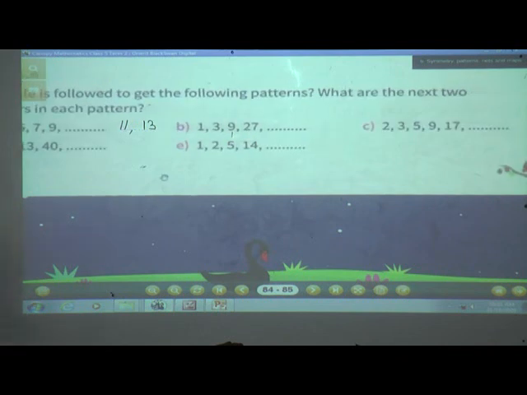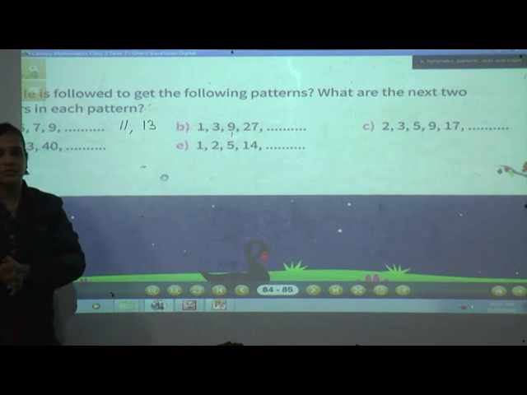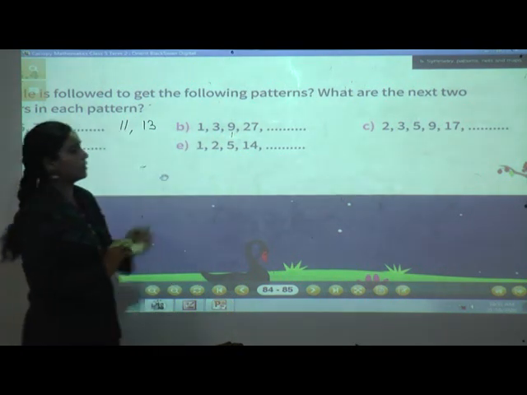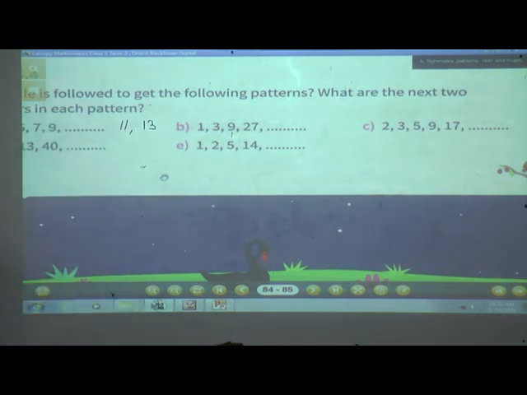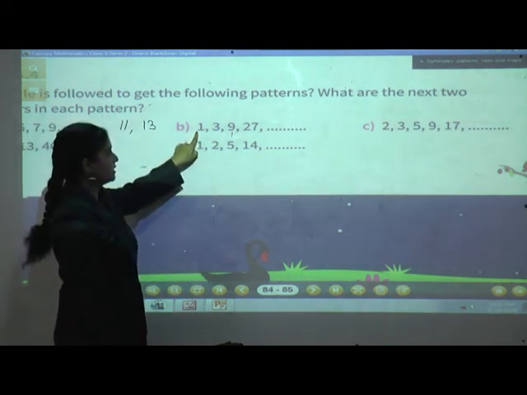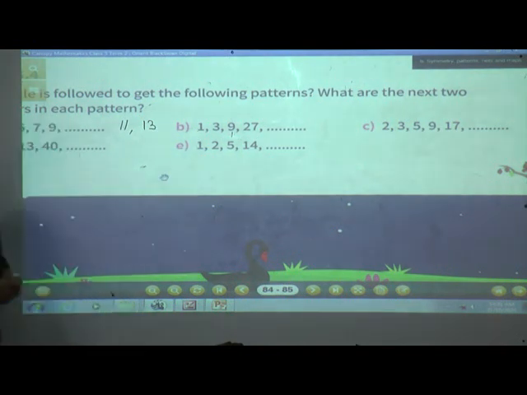Here, what will be the pattern, students? Yes, can you tell me? Just now I told you about different patterns. So here, what will come, students? Yes, here are the cubes. This one is a cube of 1, isn't it? Here are the cubes. No, students. So don't get confused. Tell me the correct answer.